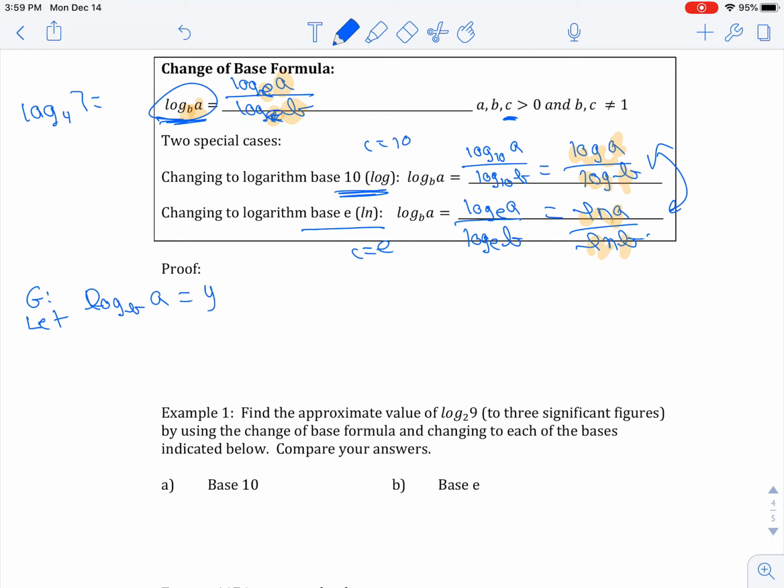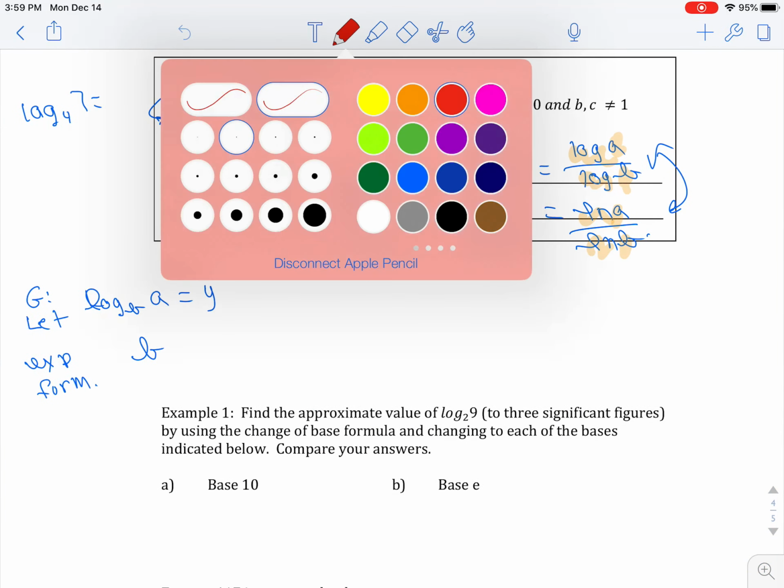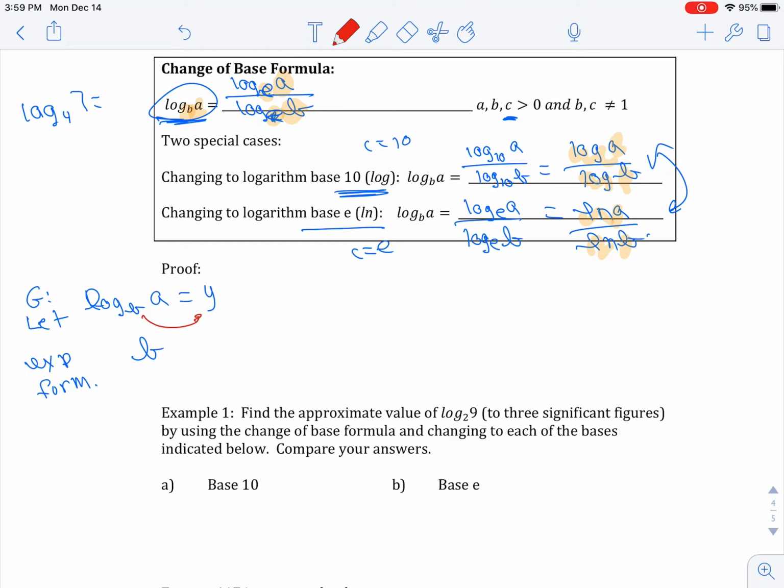So I can change that to exponential form. Exponential form will have the base of b. I'm going to swing over here and pick up the exponent. The y is the logarithm, so that's the exponent. So b to the y equals a.